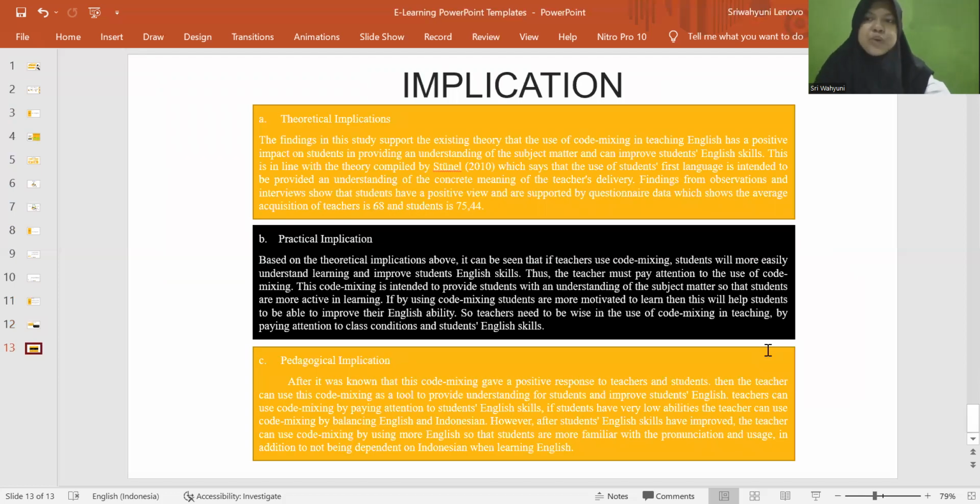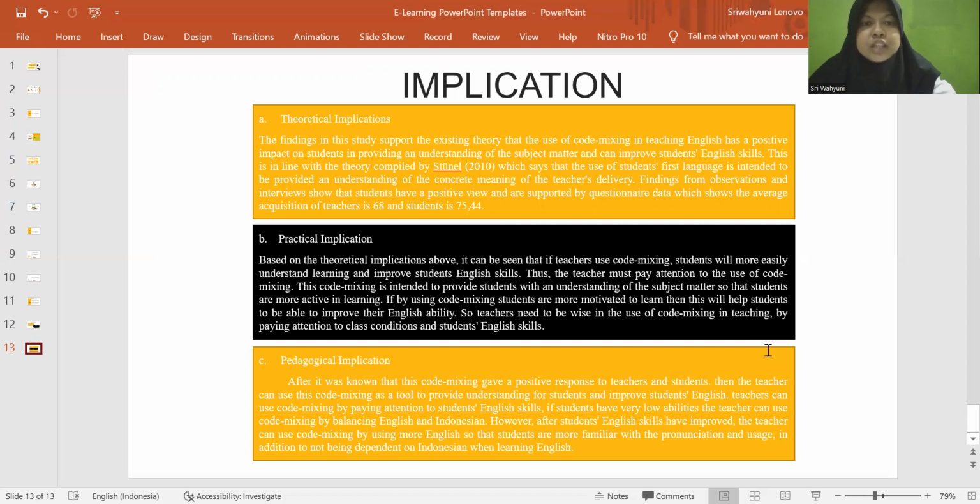Next one is implication. First one, theoretical implication. The findings in this study support the existing theory that the use of code mixing in teaching English has a positive impact on students in providing an understanding of the subject matter and can improve students' English skills. This is in line with the theory cited by a journal, 2010, which says that the use of students' first language is intended to provide an understanding of the concrete meaning of the teacher's delivery.